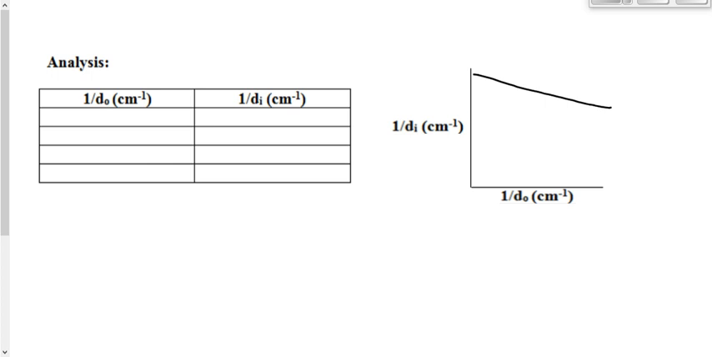Straight line, what do? Y equals mx plus b. Let's start with that. Y is equal to mx plus b. That's the equation from the graph. Y gets replaced with 1 over di. M gets replaced with slope, yes. X gets replaced with 1 over dO, yes.